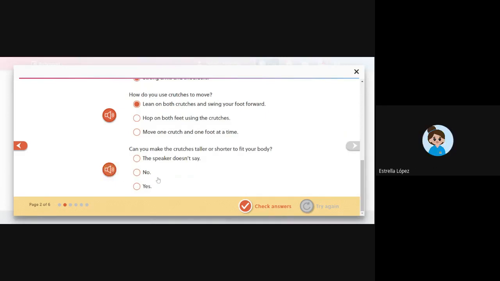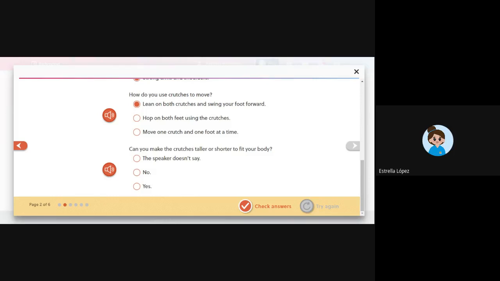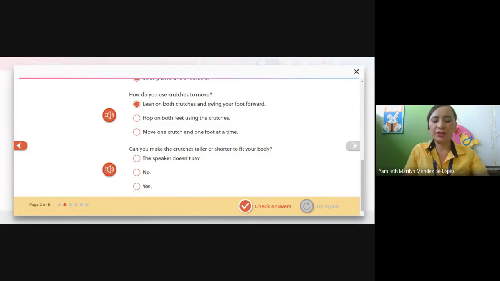Check the last one. Can you make the crutches taller or shorter to fit your body? Number two. Pay attention to the audio, please.